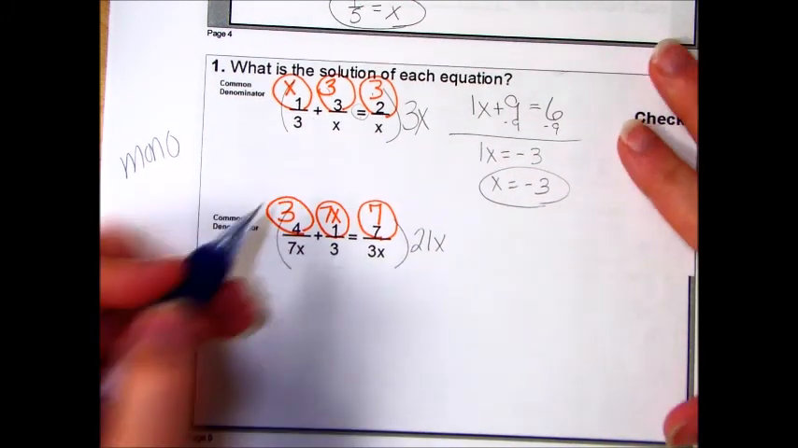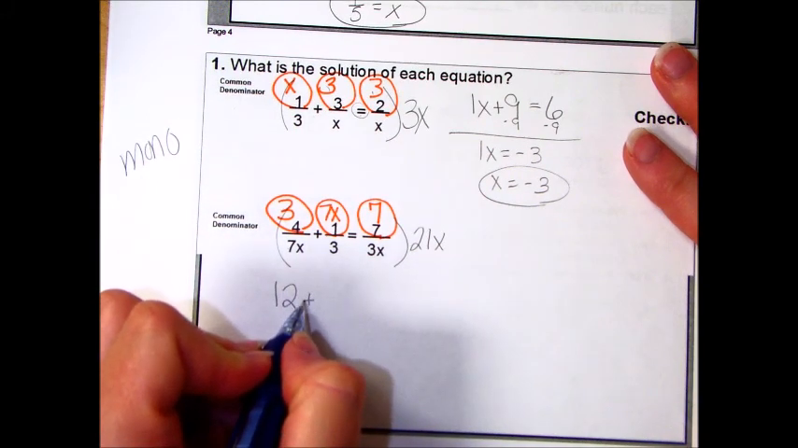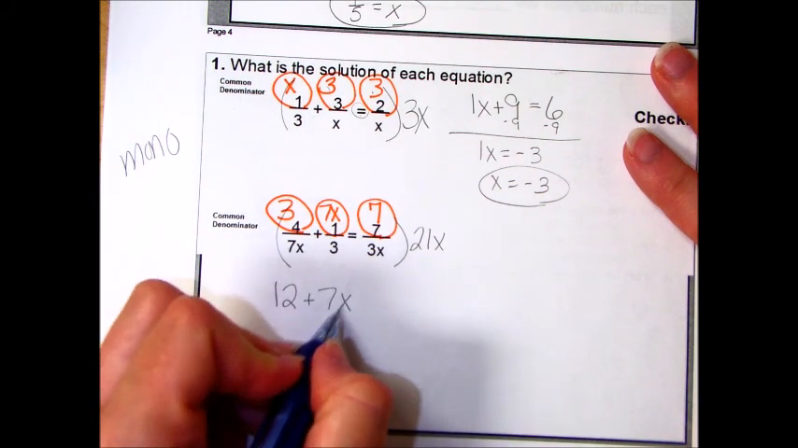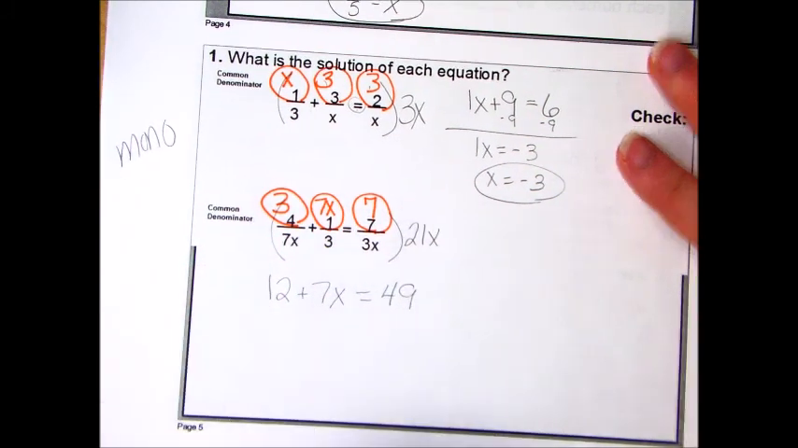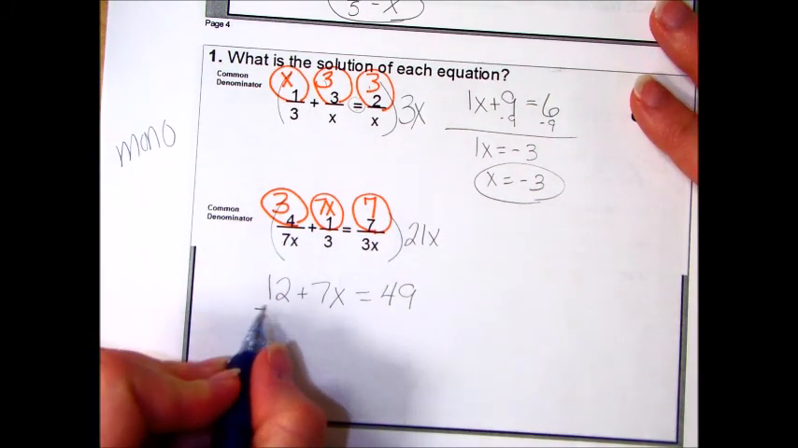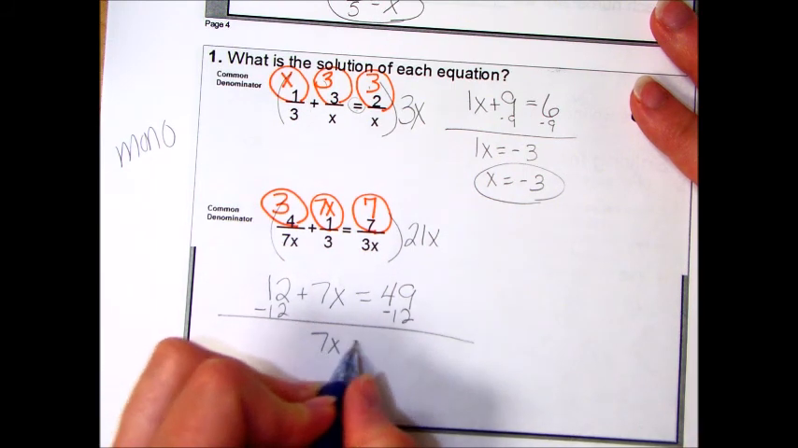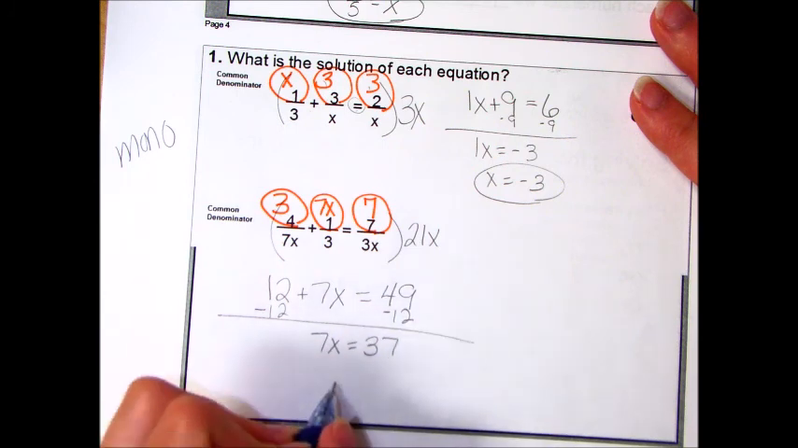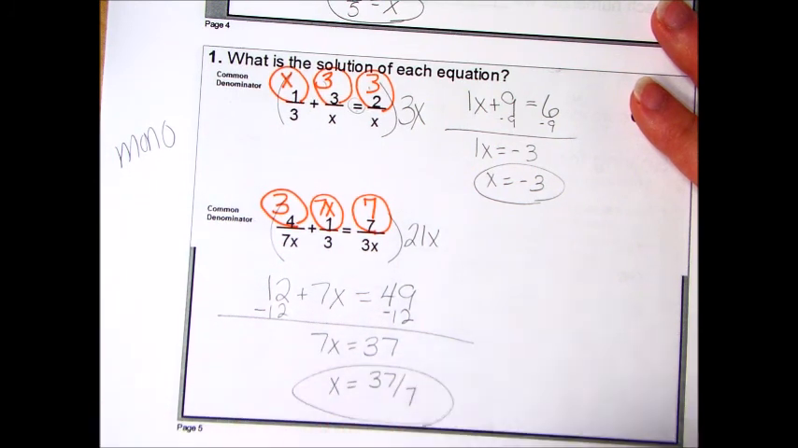Now put them together. This makes 12, 4 times 3, a plus sign, that makes 7x, an equal sign, and that makes 49. Basic Algebra 1 problem. We're going to take away 12. 7x equals 37. And we're going to divide by 7. It does not reduce, and you know I hate decimals. So 37 over 7.